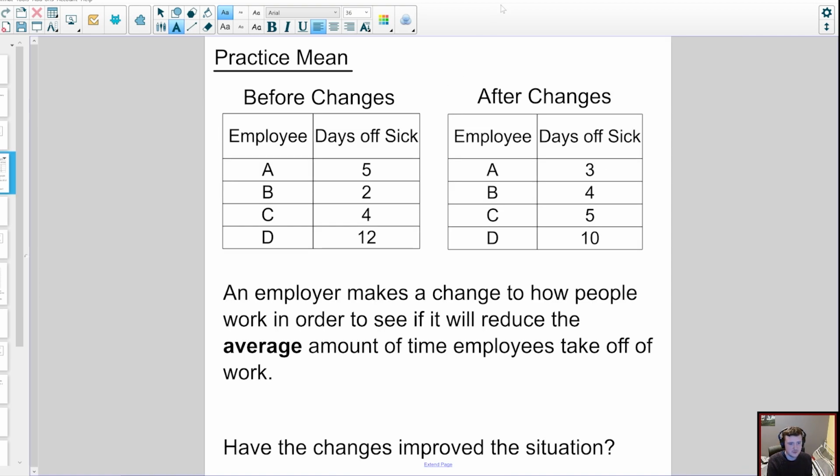You add up all the numbers, divide by how many numbers there are. So here's an example question for the mean. They say an employer makes a change to how people work in order to see if it will reduce the average amount of time employees take off of work. Have the changes improved the situation? So have a think, have a go, and I'll be back in 5 seconds to go through it with you.